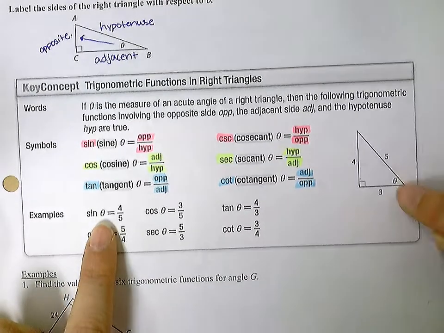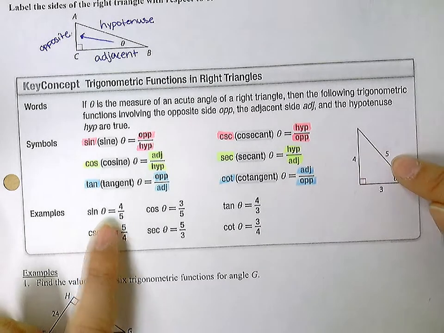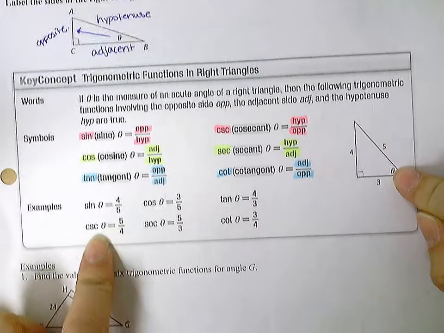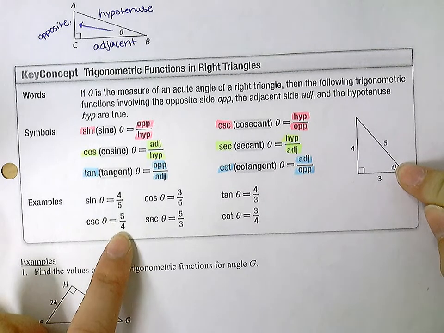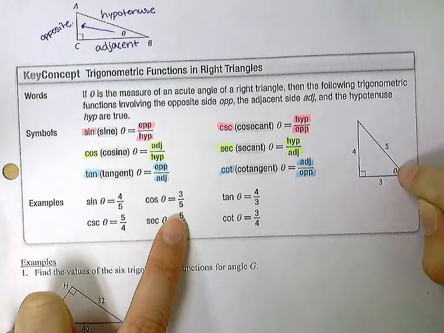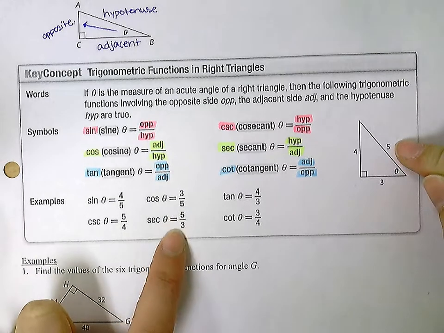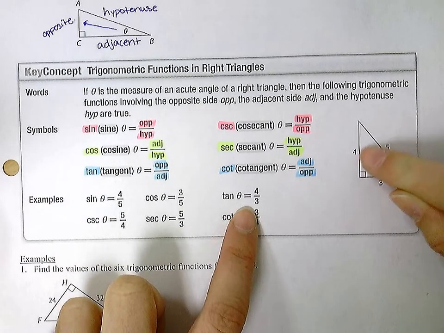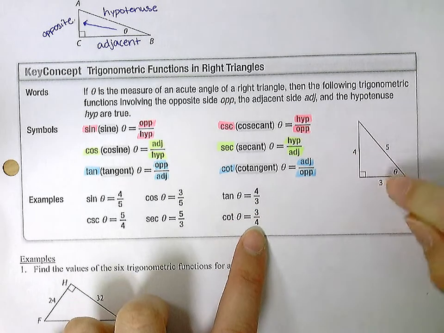Sine of theta, sine again is opposite over hypotenuse. That would be the opposite side of 4 over the hypotenuse of 5. So 4 over 5. If I wanted to find cosecant then, since sine is 4 over 5, cosecant would be 5 over 4. Again, it's just that reciprocal. Same thing with cosine. Cosine is adjacent, the side next to, which is 3, over the hypotenuse, which is 5. Then secant would be the reciprocal of that fraction. Then tangent is opposite over adjacent, so 4 over 3. Cotangent is the reciprocal, 3 over 4.